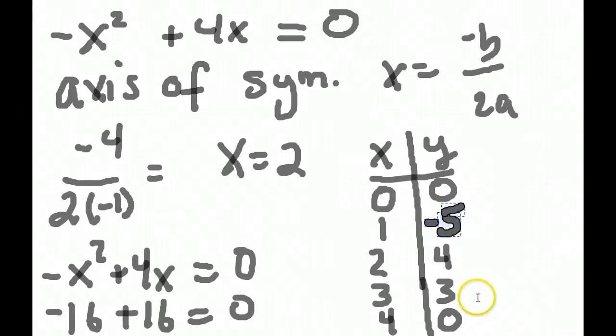Okay, let's redo that 1. So if you have negative 1 plus 4, that's 3. I put in too many. So we have 1, 3. So we put in 0, 0. Then we put in 1, 3. And then we plot 2, 4. Plot 3, 3. And then plot 4, 0.